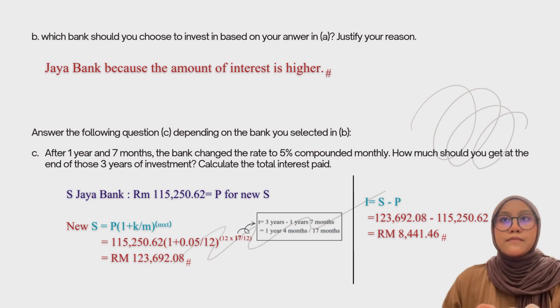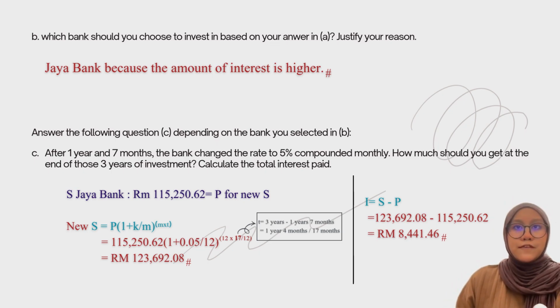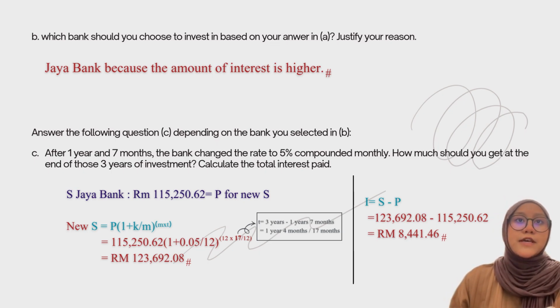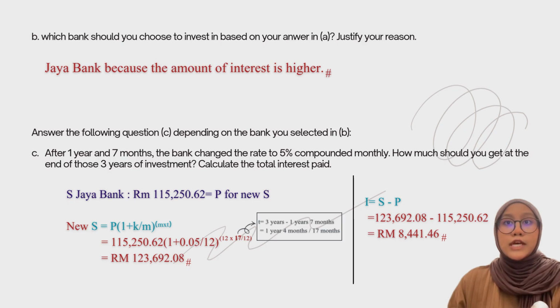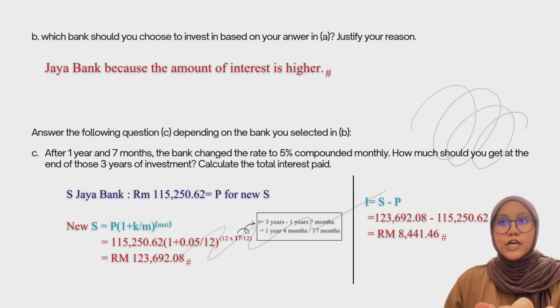For B, the question is, which bank should you choose to invest in based on your answer in A, and justify. So we should choose Jaya Bank based on the amount of interest that we got, because the amount of interest is higher. We can see clearly that the amount of interest from Jaya Bank is higher than Maju Bank's.